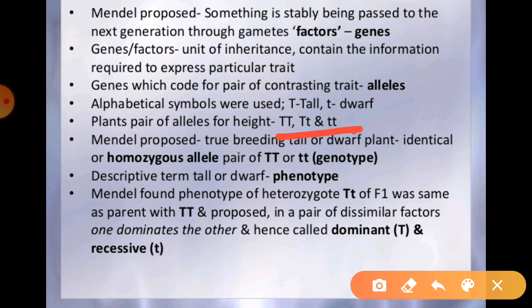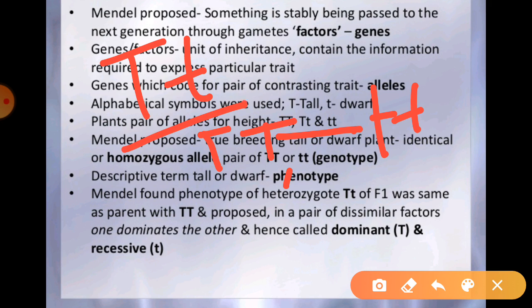And you all must know about the homozygous and heterozygous conditions of characters. We say homozygous whenever both alleles are the same. Suppose capital T capital T, they are the same, so they are homozygous. And if they are small t small t, in that condition they are also homozygous. But in the case of capital T and small t, they are known as heterozygous conditions.